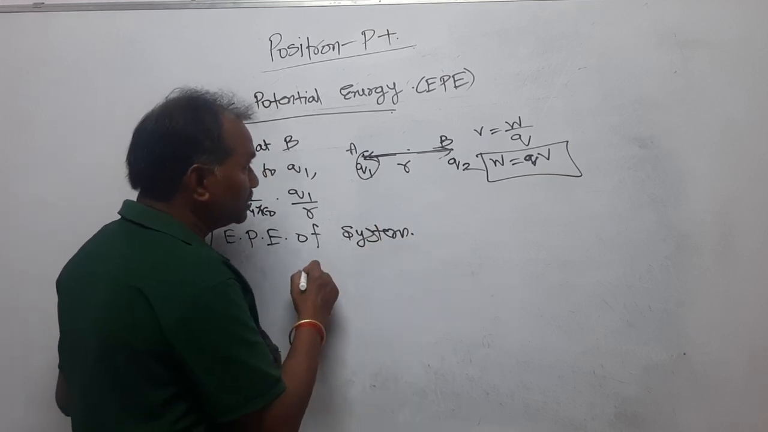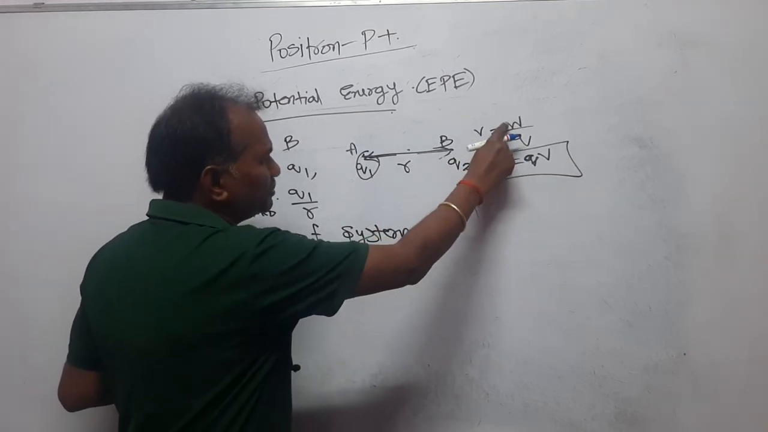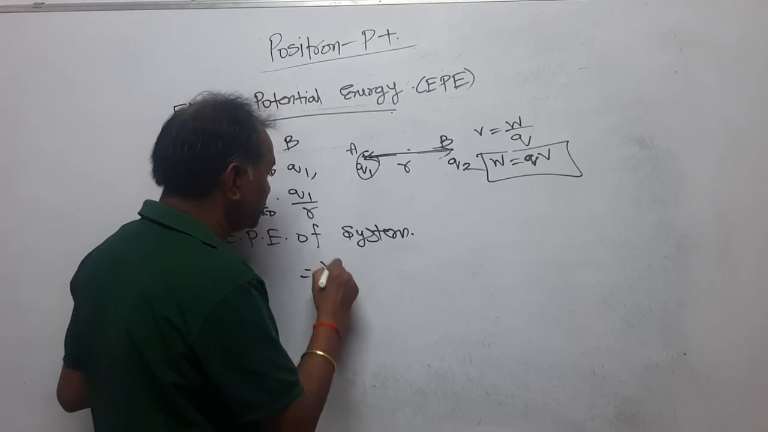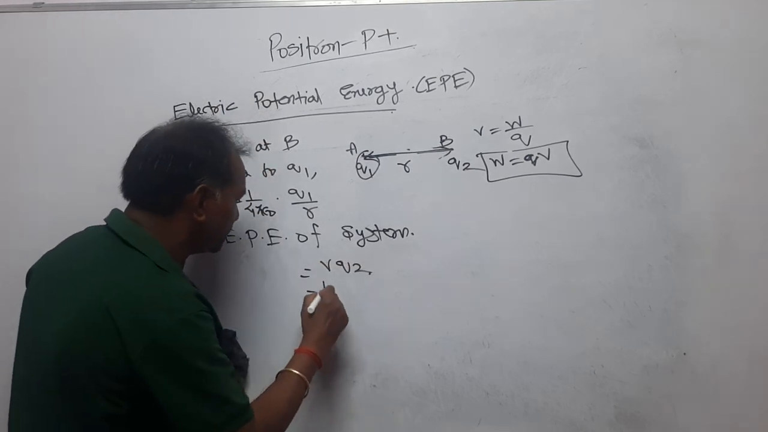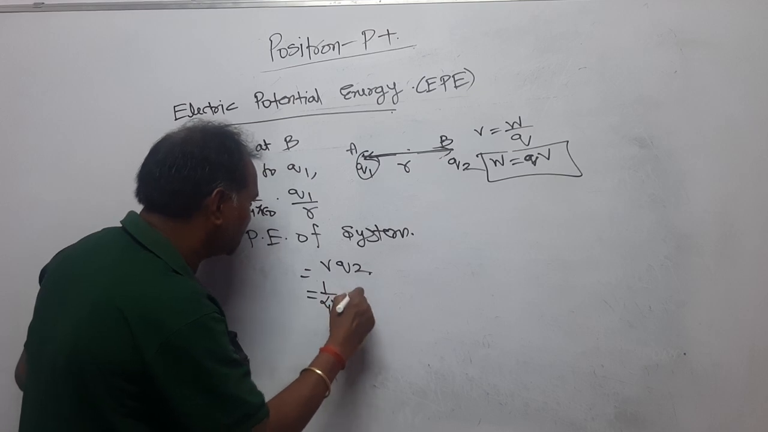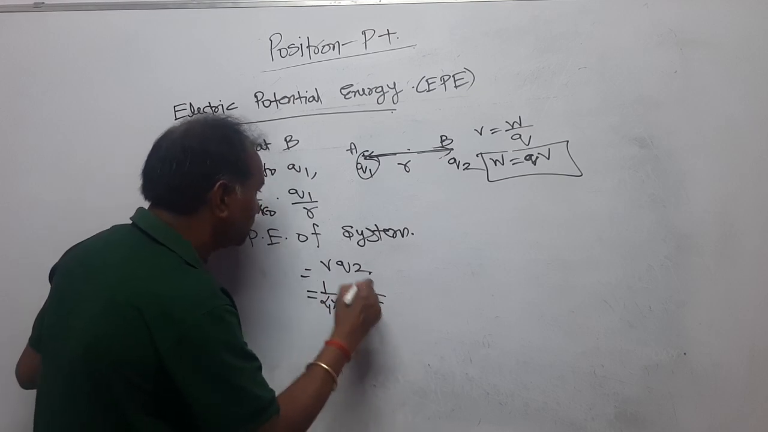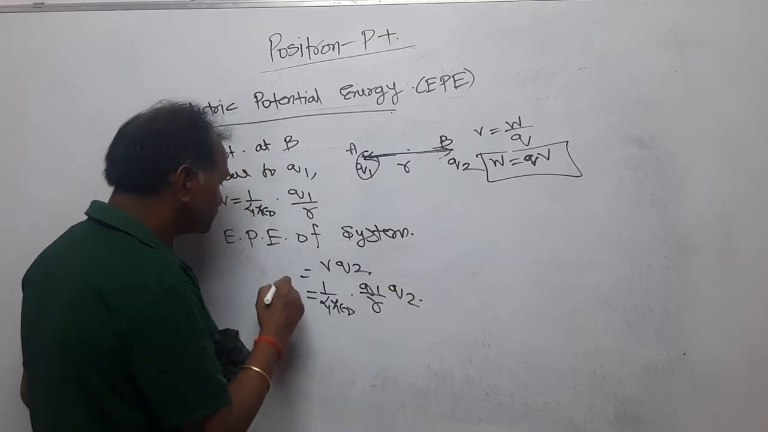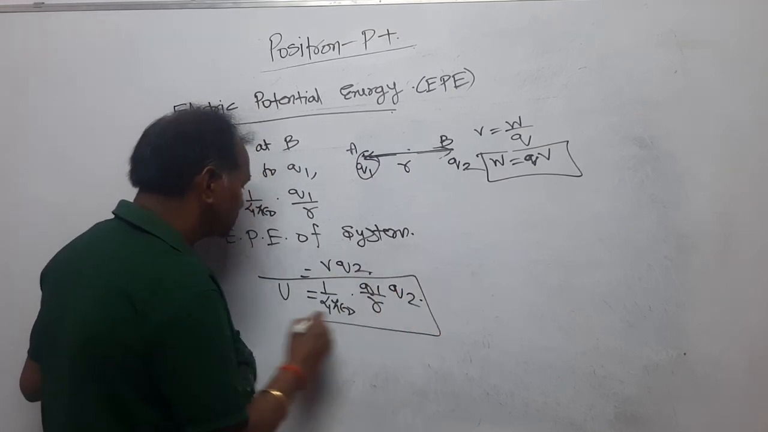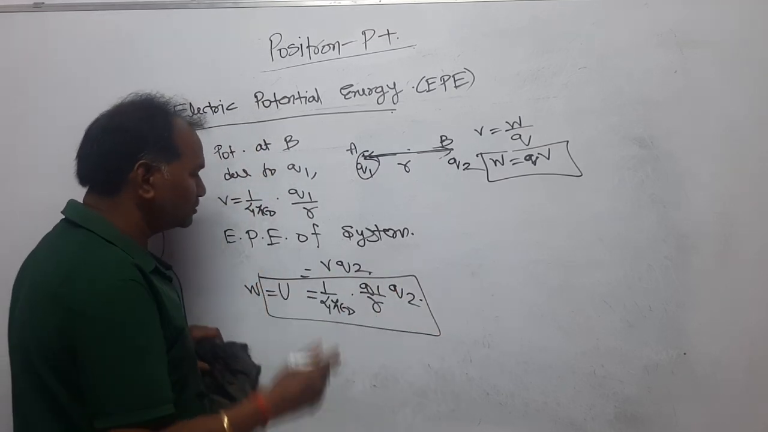Now V is equal to W upon Q, or W is equal to V into Q, V into Q2. Now V is what? Look here, 1 upon 4 pi epsilon naught Q1 upon R, and Q2 is brought here. So this is W, or U, equal to that much.